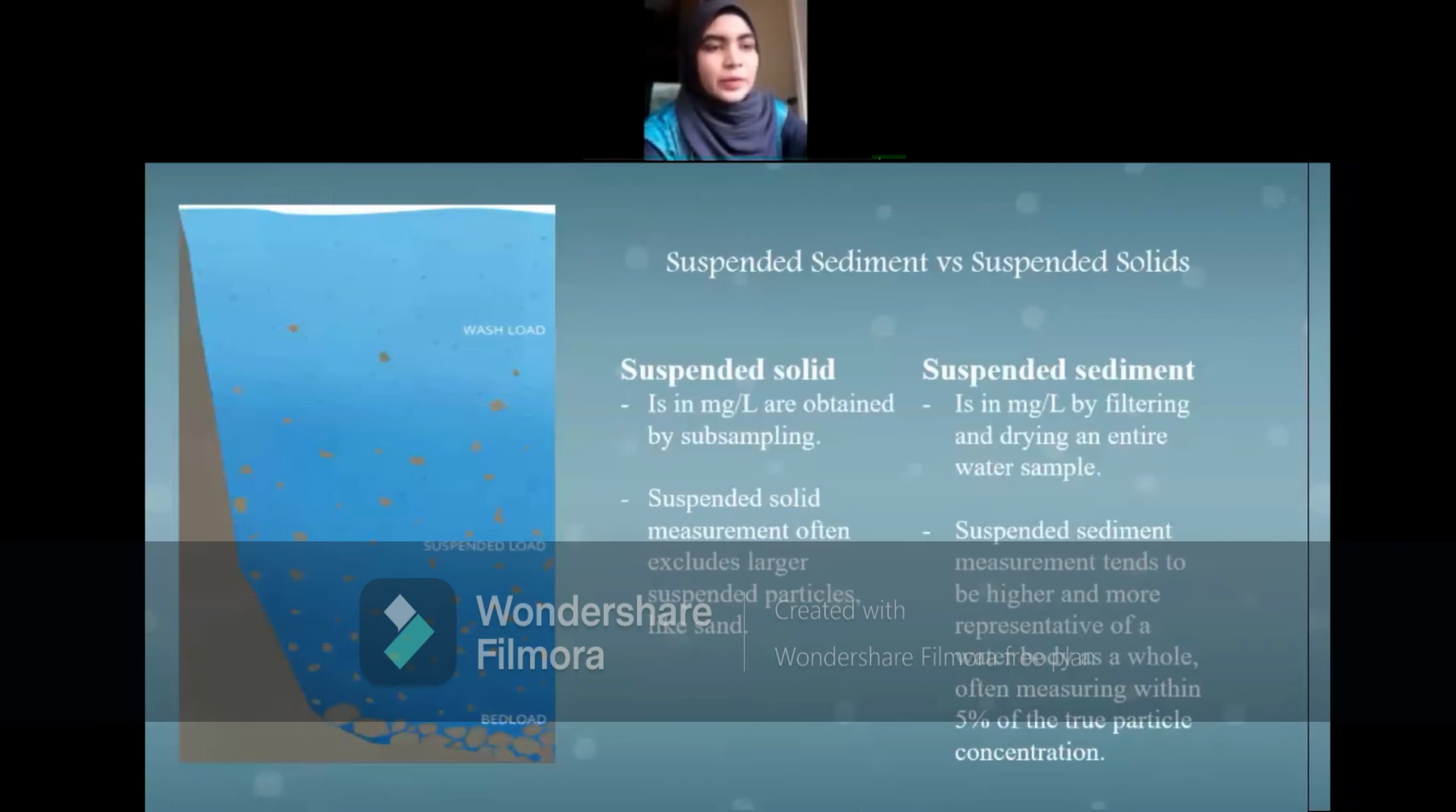While acceptable for homogenized or well-mixed sample with very fine sediment, the suspended solid measurement often excludes larger suspended particles like sand. This means that the suspended sediment measurement tends to be higher and more representative of a water body as a whole, often measuring within 5% of the true particle concentration.